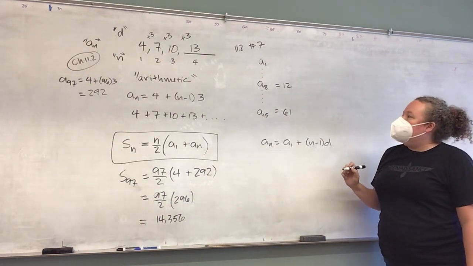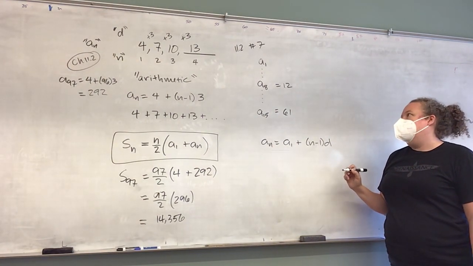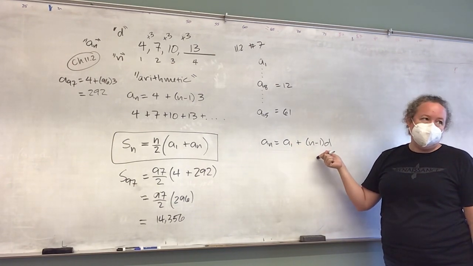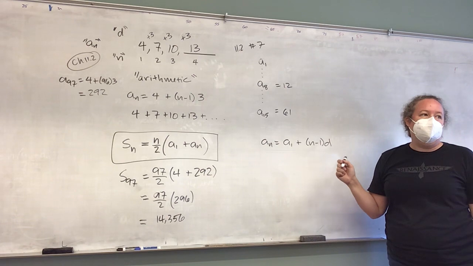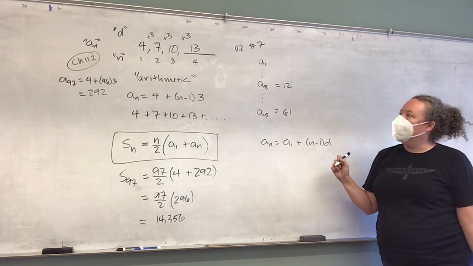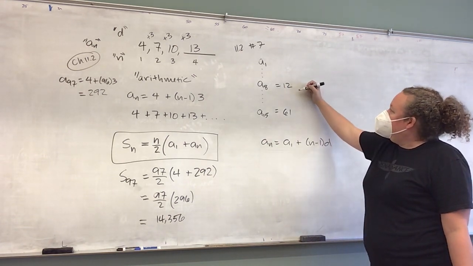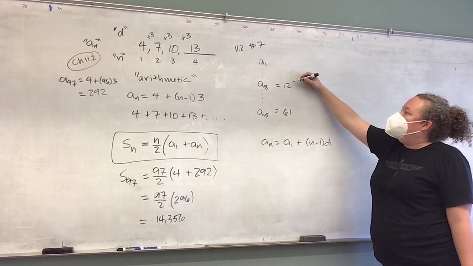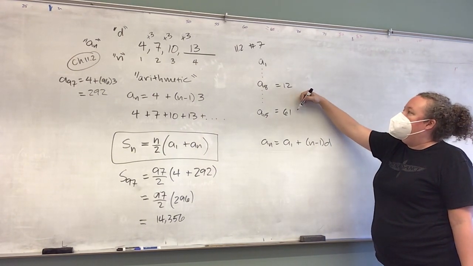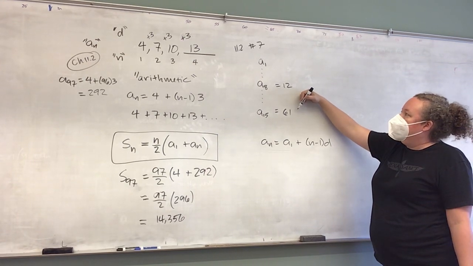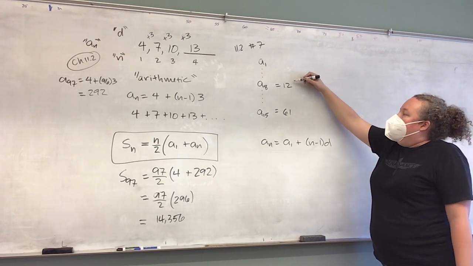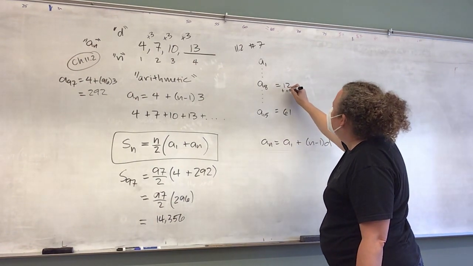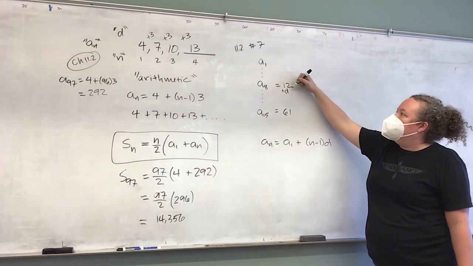So the problem is with the information that we have right now, we're not given A sub 1 or D. So we're going to have to infer these things. We are, however, given A sub 8 and A sub 15. How many times do we add D?